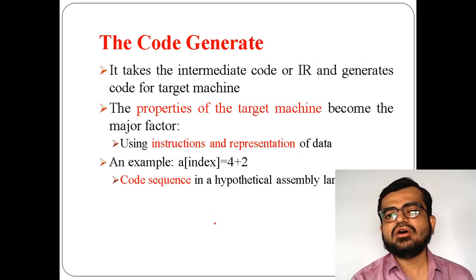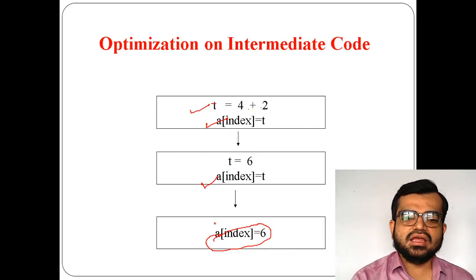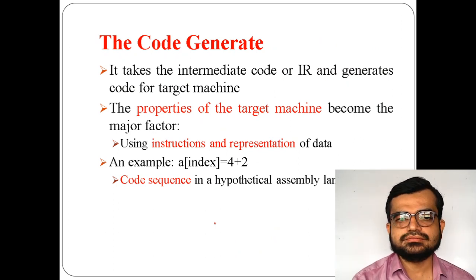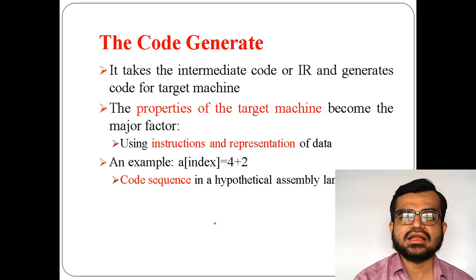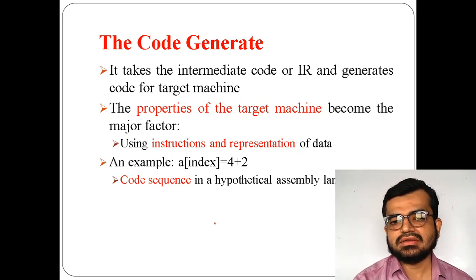Now the second thing is code generation. Here we have taken the regular code, but we have optimized the code. Now we have taken this code for generating the code. So it takes the intermediate code and generates code for the target machine. That means it is using that statement and converting it to the target machine.